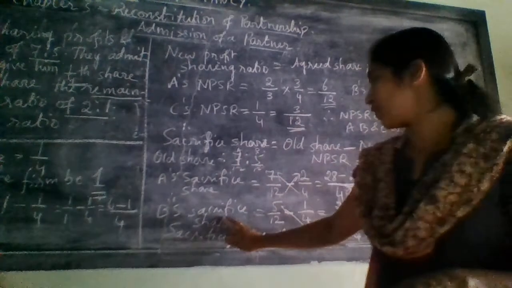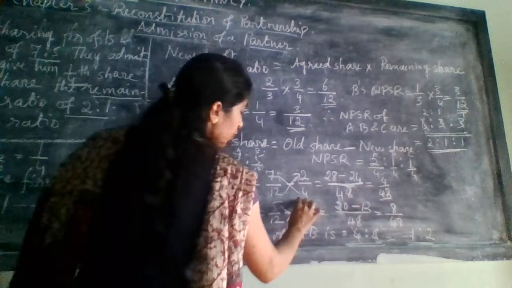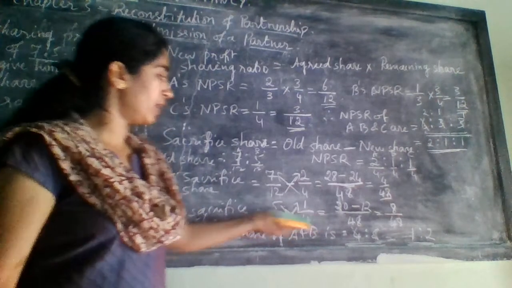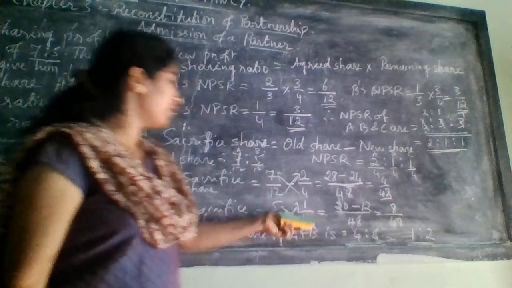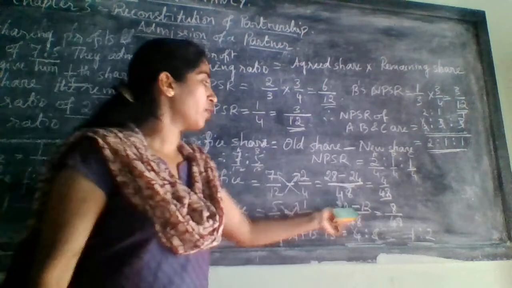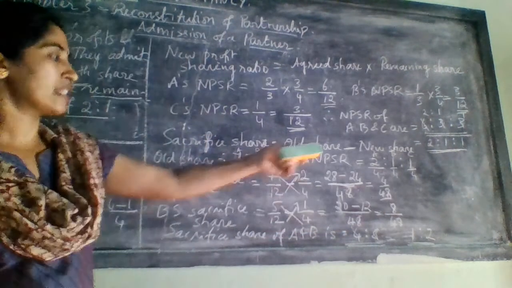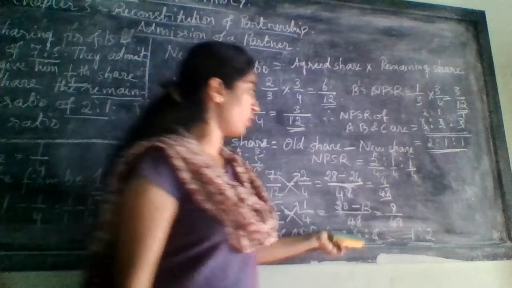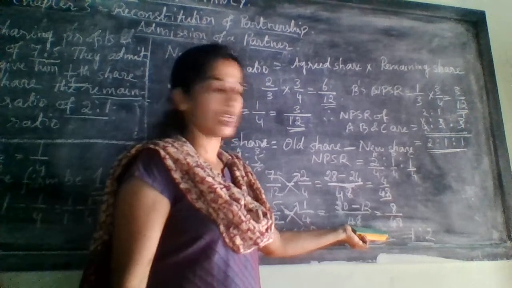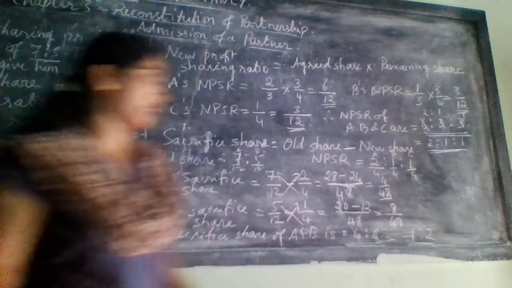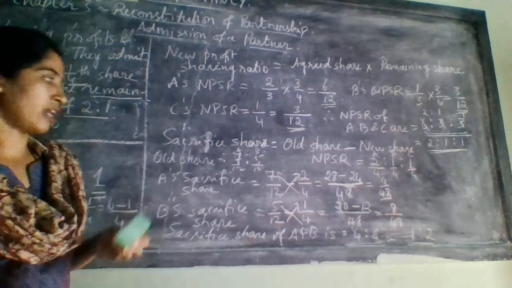Next, B's sacrifice share, that is 5 by 12 is his old share, and 1 by 4 is their new share. So now what you need to do is first multiply denominator into denominator, it will come 48. First right to left, 4 5s are 20 minus 12, 12 ones are 12, 20 minus 12, it will come 8. Now their denominators are the same, so their ratio is 4:8. This you can write in a simplification form because both can be divisible by 4. So 4 ones are 4, 4 twos are 8. This is how you can find out sacrifice ratio.